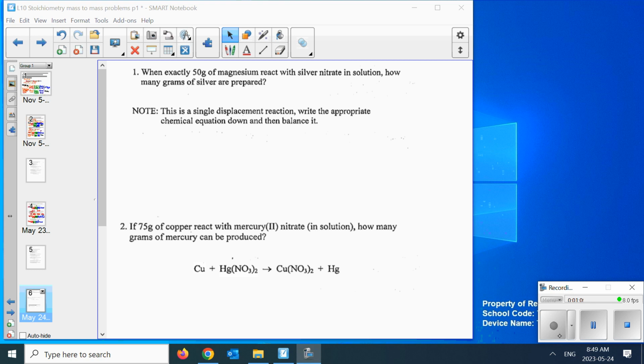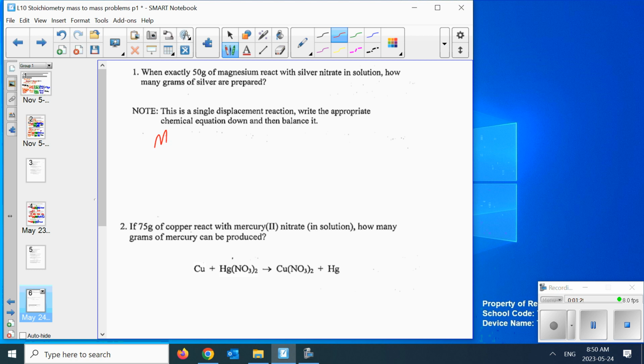Okay, I'm going to go through these here to make sure that we got it. Bear with me. I'll read: 50 grams of magnesium react with silver nitrate in solution. How many grams of silver are produced? Reminding you, it's single displacement. So we need the chemical equation figured out.